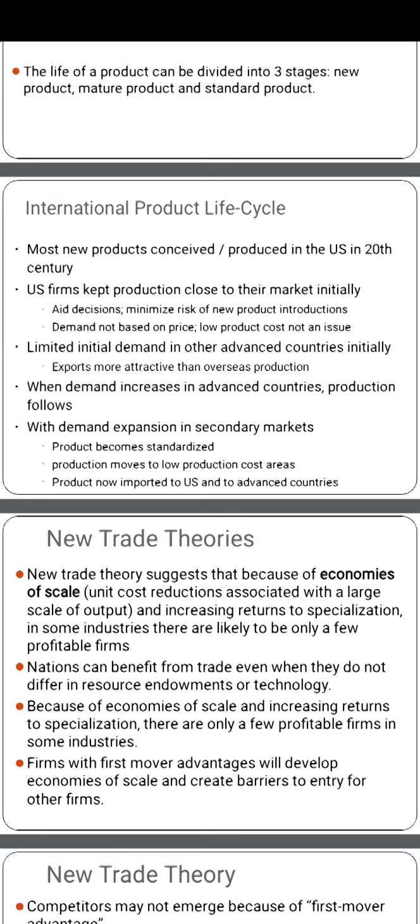US firms kept production close to their market initially, to aid decisions and minimize the risk of new product introductions. Demand was not based on price, and low product cost was not an issue. With limited initial demand in other advanced countries, exports were more attractive than overseas production. When demand increases in advanced countries, production follows. With demand expansion in secondary markets, the product becomes standardized, production moves to low production cost areas, and the product is now imported to the US and to advanced countries.